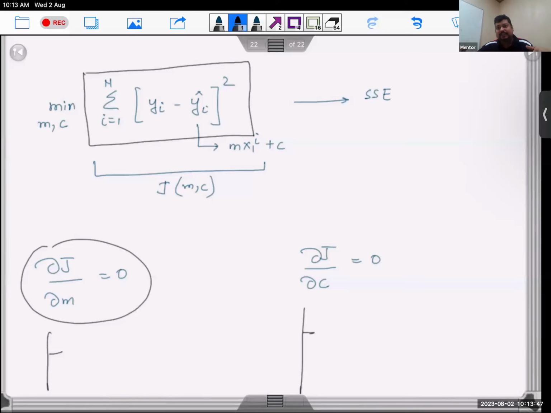So if you take the derivative of this function with respect to m, what will you get? A linear function. So this will be a linear equation, right? In terms of MNC. Same thing. If you do the differentiation with respect to c, this will be a linear equation. Please note that when you are differentiating with respect to m, c will be treated as a constant. And similarly, when you're differentiating this with respect to c, m will be treated as a constant. Let's call this equation 1 and equation 2.